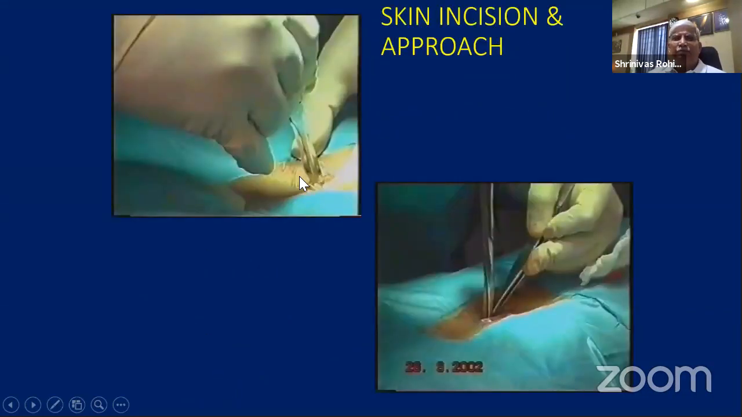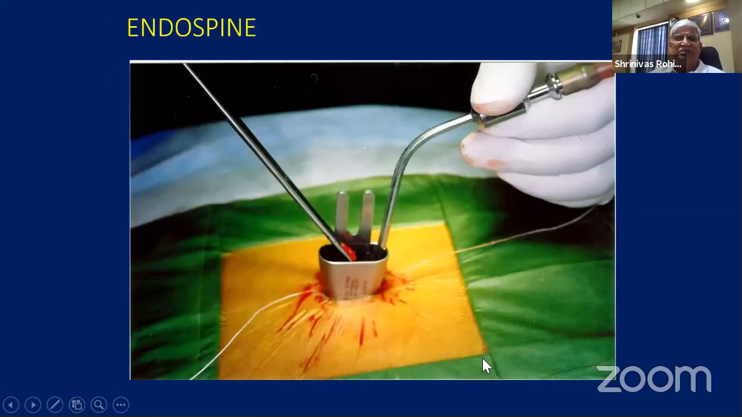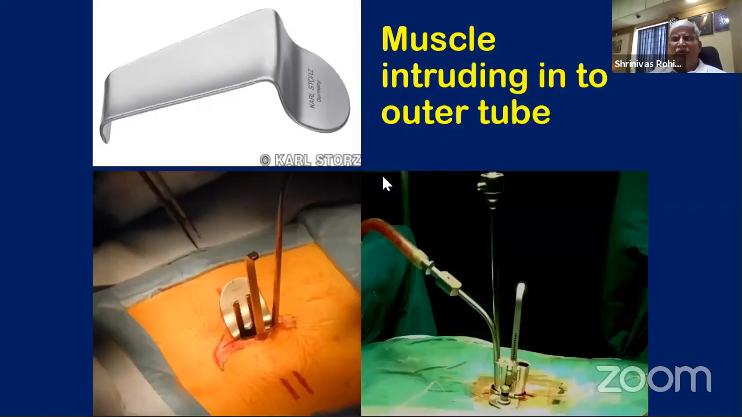We have a paramedian incision after localization. Then we retract the muscle and put this outer tube, which retracts the muscle from the lamina. This is the outer tube in place. Then we remove some soft tissue. Then we put this inner tube, which creates artificial space between the inner and outer tube. We use a 0-degree scope and we can have a zoom effect between the outer and inner tube.